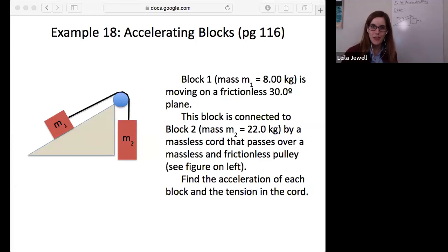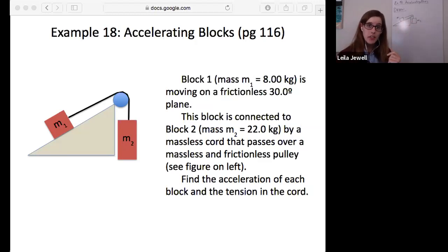All right, so now we have a chance to try out that reasoning strategy. It says to first identify the objects of interest. In previous examples, we've just had one object of interest, like a sled and its rider. But here, we have two different masses that both seem pretty interesting. So I think we're going to look at the forces acting on each of them.